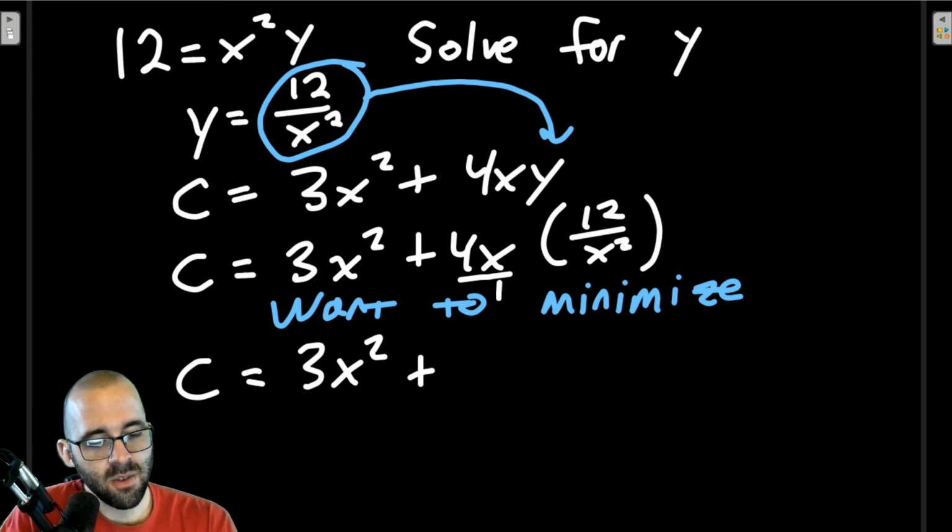And the denominator is x squared. Let's just cancel one of these x's, right? This x cancels with that x. So our numerator becomes 48, and our denominator becomes x.